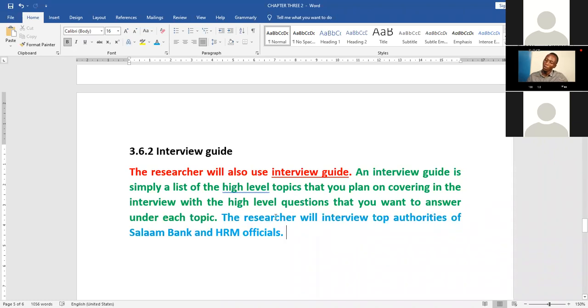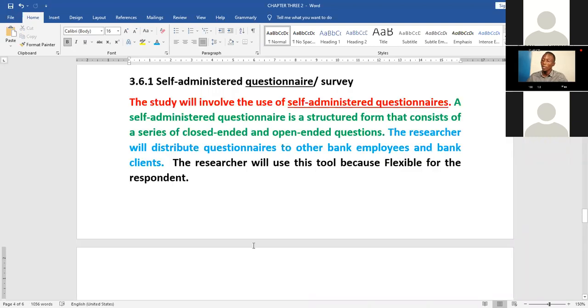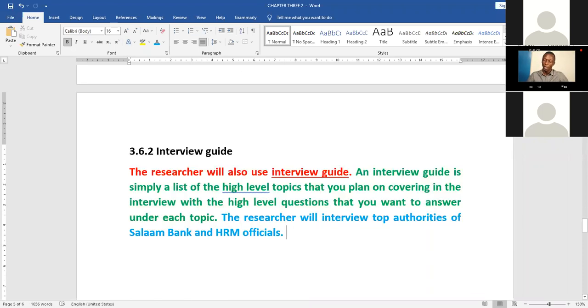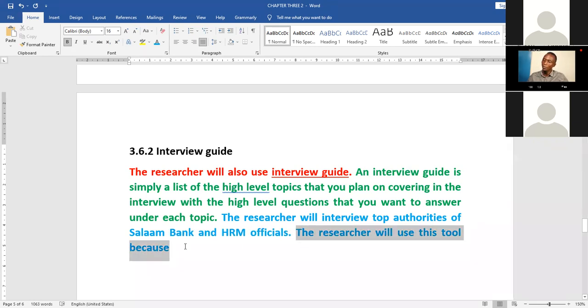So this is stating the item, this is defining the item, this is explaining the item. Then the last one is supposed to be a justification, the reason why we're using this item. So how do we do that? We are supposed to start by saying the researcher will use this tool because... After putting because, you're supposed to look for what? You're supposed to look for the advantage.